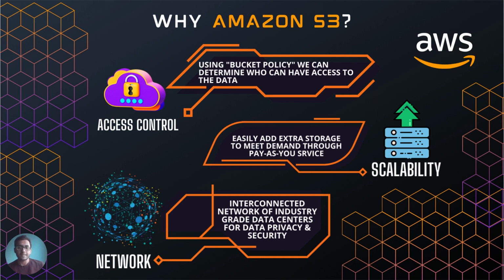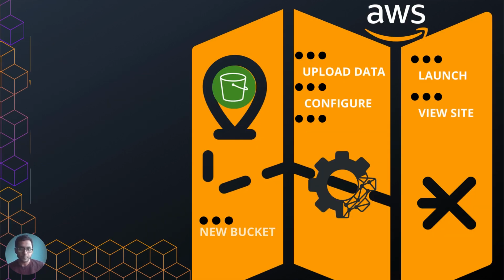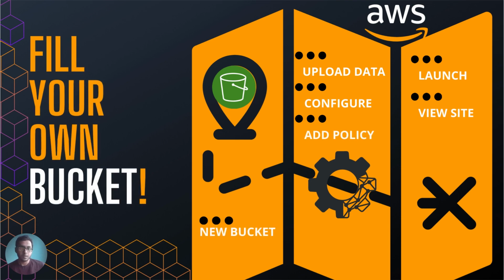And you can also give access to certain people using bucket policy. Bucket policy is very important. It's just a few lines of code that grants access to certain data on your database. And the most crucial factor is Amazon Web Services offers a global network of production grade data centers that ensure data privacy and security.